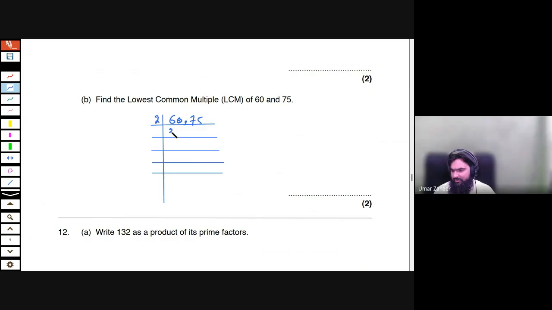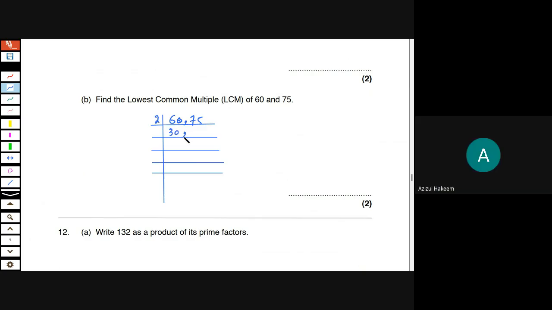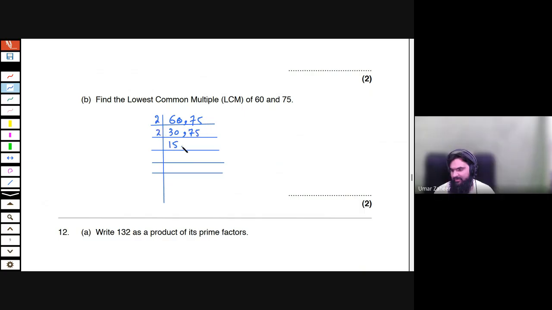2 times 3 is 6, 0. 75 is not divisible. 2 times 15 is 30. 75 is not divisible. Now both of them are not divisible by 2, so we have to go for the next prime number, that is 3. 3 times 5 is 15, 3 times 2 is 6, 3 times 5 is 15. Now both are divisible by 5, 5 times 1 is 5, 5 times 5 is 25. So 5 times 1 is 5.